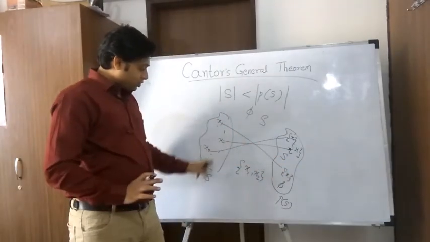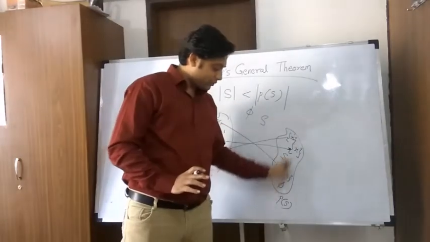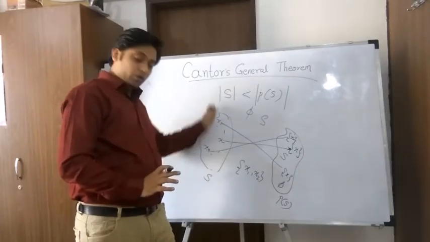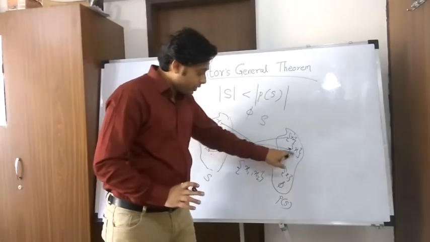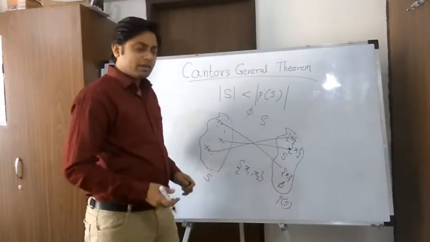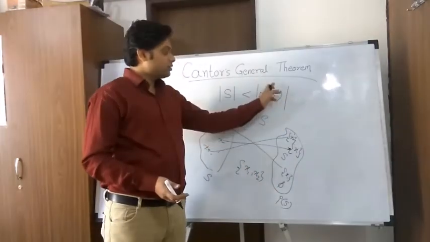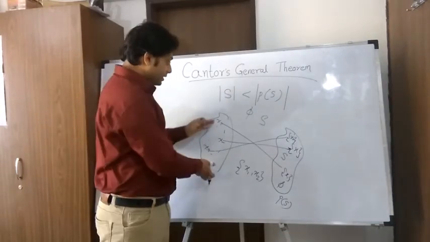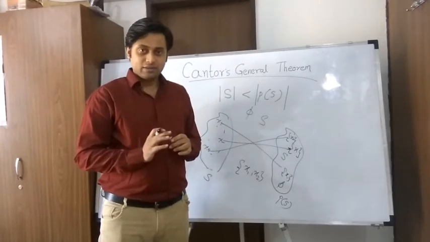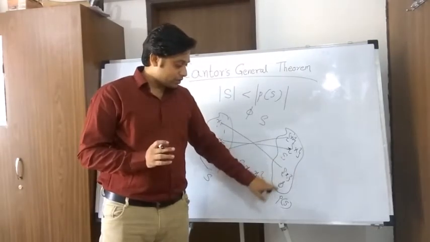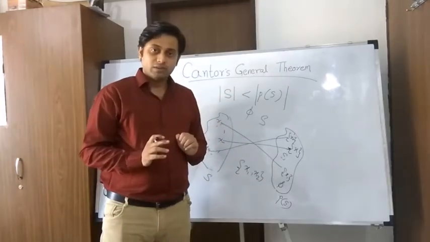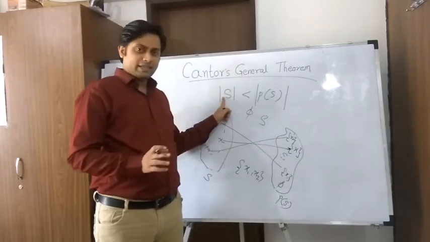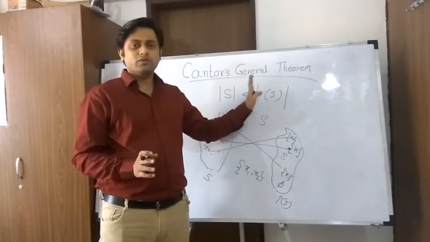So though all the elements of set S are mapped with elements of this, I run out of the elements in this set. I have a few elements unmapped over here. So the power set contains more elements than our set. Even if this S is infinite, there will be some extra elements in the power set which will remain unmapped. So the statement is very simple: for any set S, its power set contains more elements.